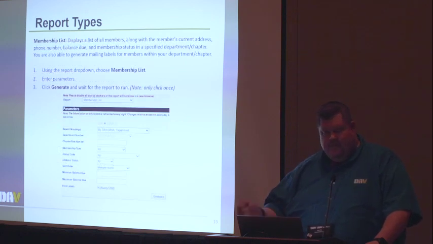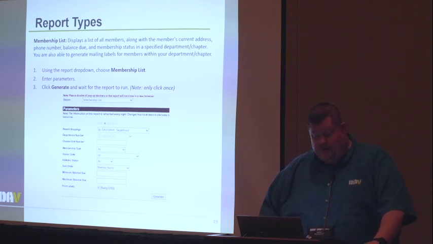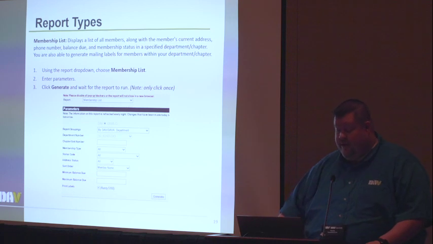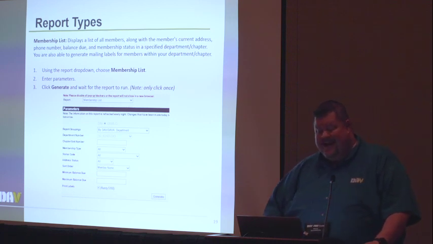Same difference with the membership list. With respect to requesting it, this displays a list of all your members, along with your members' current address, phone number, balance due, and membership status in a specified department or chapter. You'll also be able to generate mailing labels within your department or chapter.